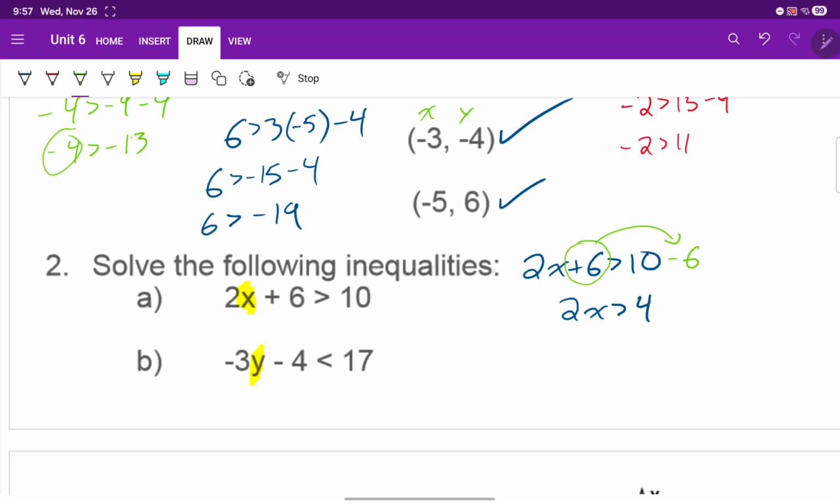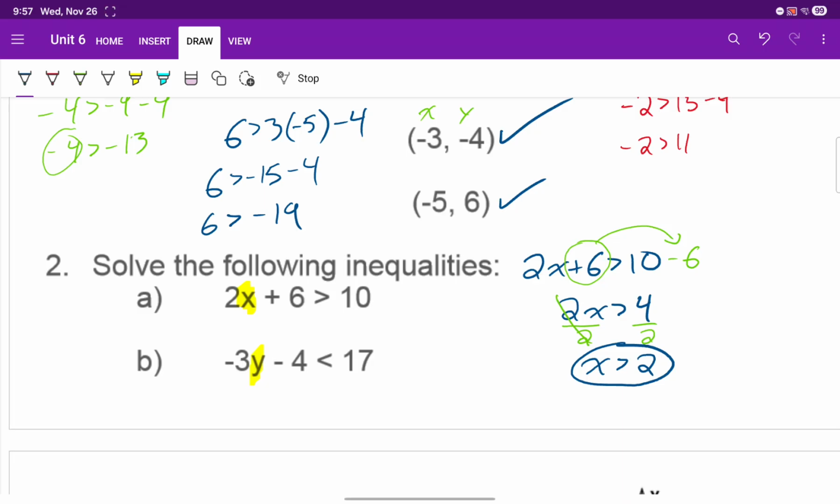My last step here is I have to get rid of that 2 in front, so I'm going to divide both sides by 2 because I am currently multiplying by 2 there. Those 2's cancel out, and we have that x is greater than 2. So that is my solution for the inequality. Now, you can pause the video here and try the next one.